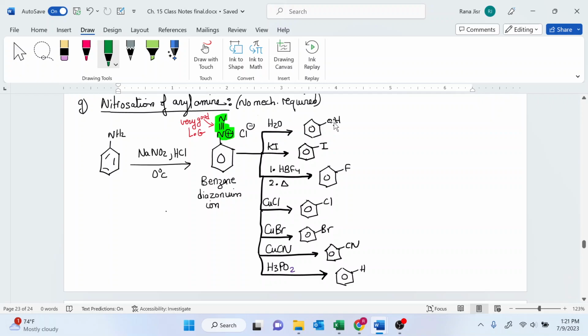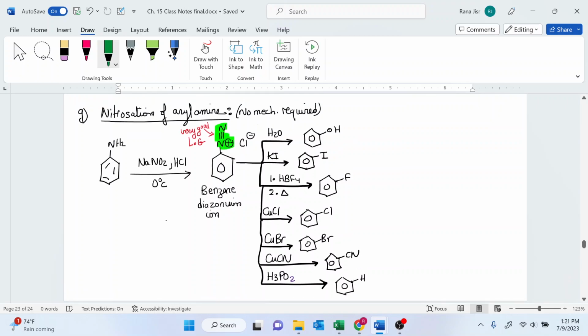So OH, we know that it directs the ortho and the para. It's a strong activating group. Iodine in there, fluorine, chlorine, bromine, all of those, they direct the ortho and the para. Cyanide directs the meta position. So it's really important to know this reaction. Now, this reaction happens whenever I start with aniline. So aniline is a must.